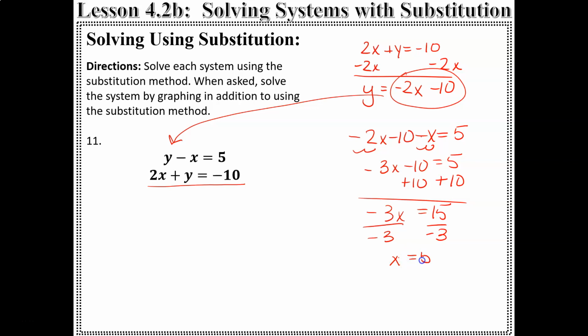X is negative 5. Now I'm going to take that negative 5 and I'm going to plug it into here for x. So 2 times negative 5 plus y equals negative 10.